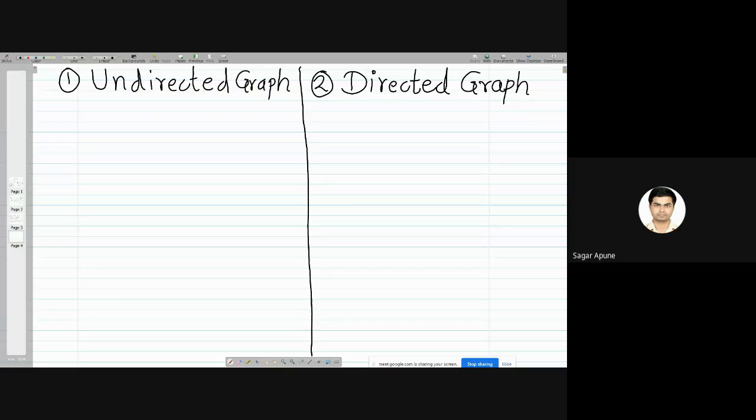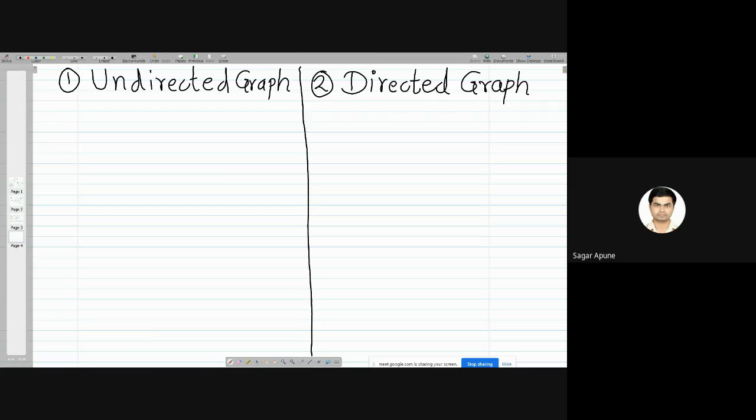Okay. In an undirected graph, the edges are unordered pairs. Means there is no direction from one vertex to another vertex. Again, in a directed graph, each edge is represented by a pair of ordered vertices. That is, an edge has a specific direction.